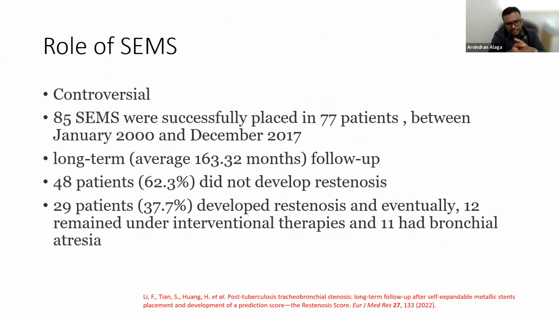Whether we can use a self-expandable metallic stent or not is controversial, but this particular paper says that 85 SEMS were successfully placed in 77 patients. Long-term, at almost 163 months follow-up, 48 patients did not develop restenosis, almost 62.3%. 29 patients developed restenosis, and eventually 12% remained under interventional therapies, and 11 had bronchial atresia as well. So in certain patients, we can even insert a self-expandable metallic stent.